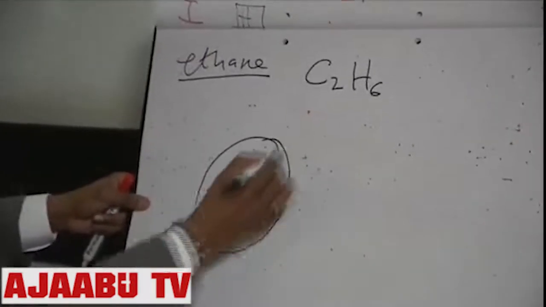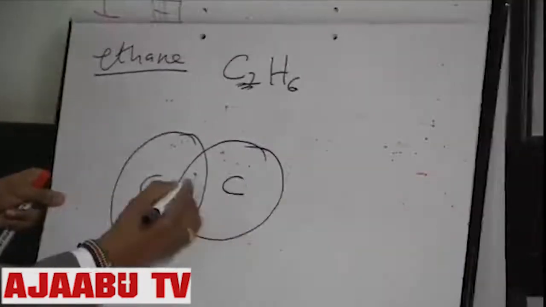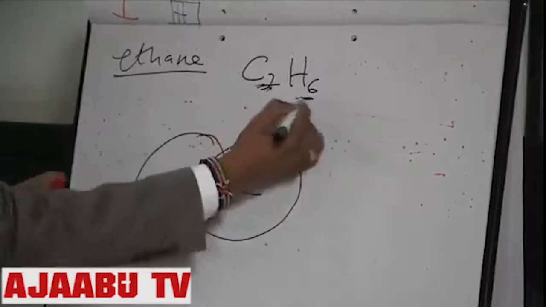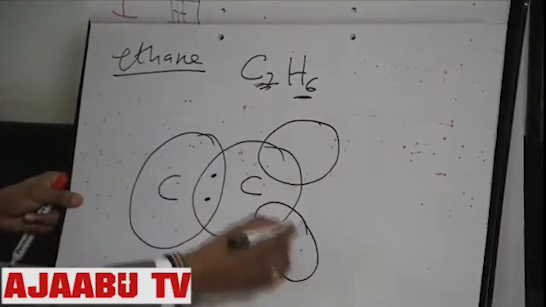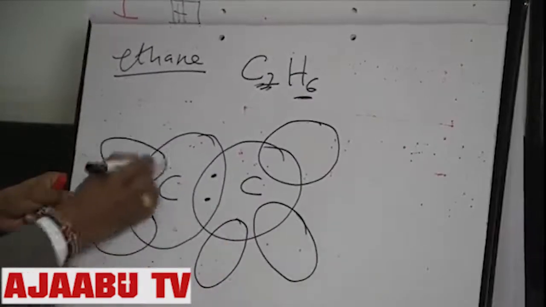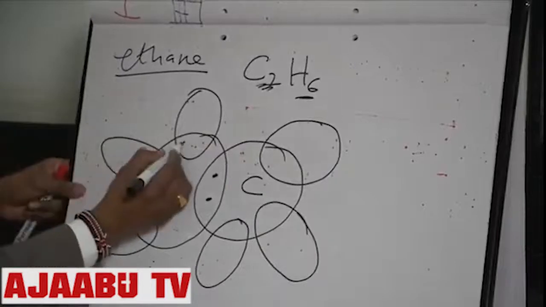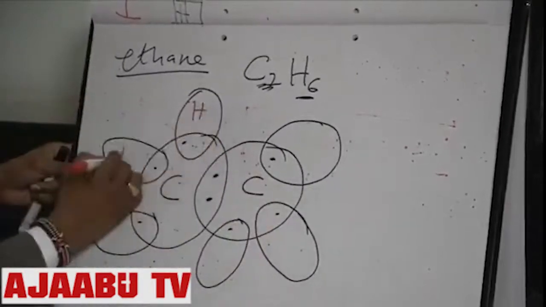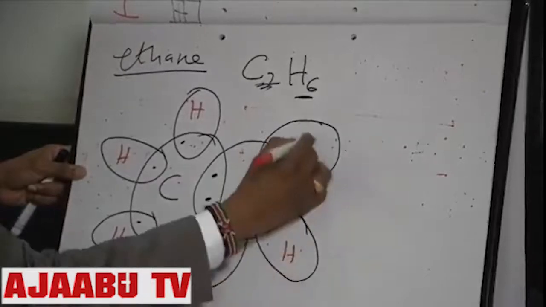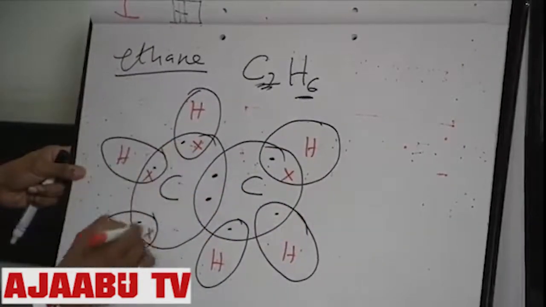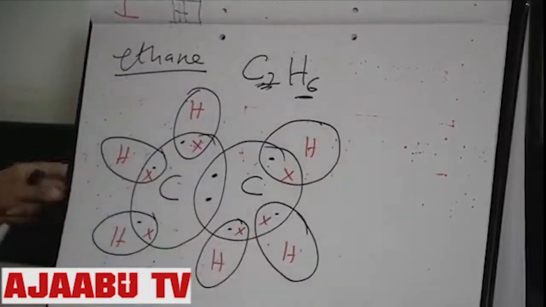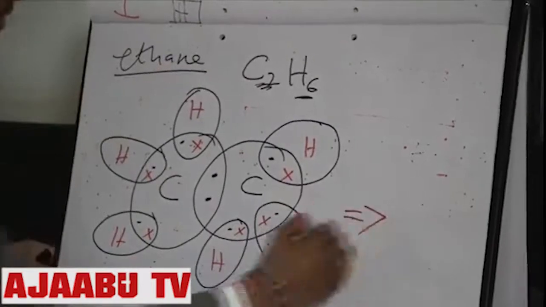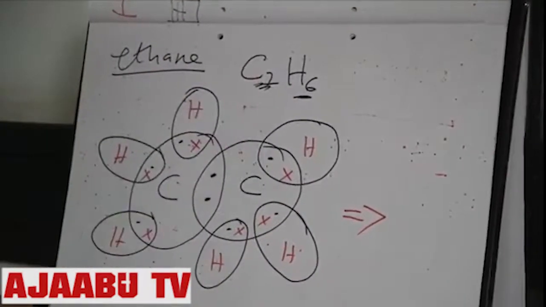So this one we will move a little bit faster. We show carbon bonding with another carbon. Carbon bonds, those are the electrons. Then we have six hydrogen. So every carbon will take three hydrogen atoms from both sides. So if we have hydrogen, they donate one electron. So this is ethane, which can also be written as carbon and carbon bonding. Then you only fix the hydrogen atoms.